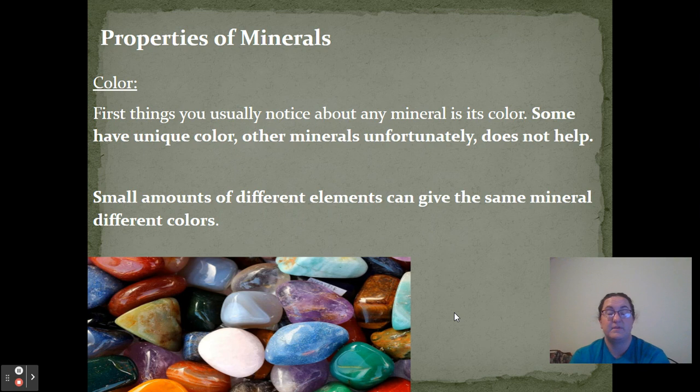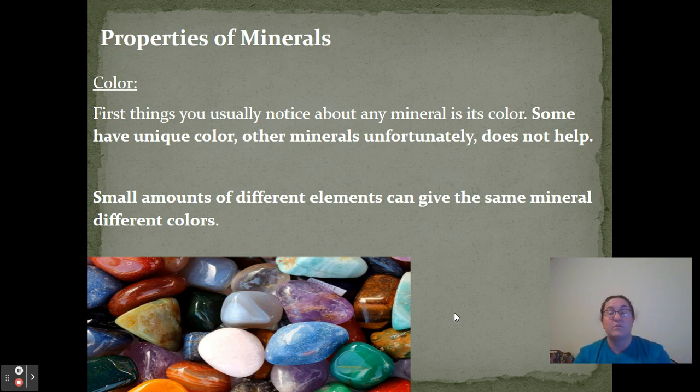Now let's talk about the different properties of minerals and how we can identify them. First things first, the easiest one that we could talk about is color. Minerals all have different types of colors. Some look very similar to others. The only difference is, for example, quartz. Quartz is a mineral family. However, there are multiple different kinds of quartz.